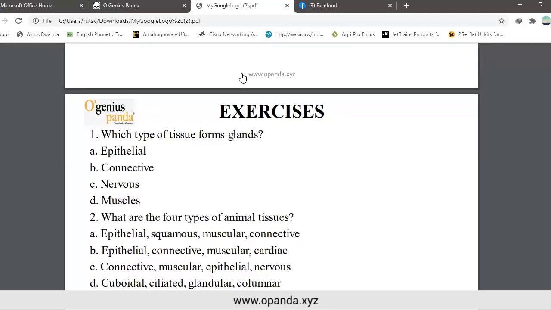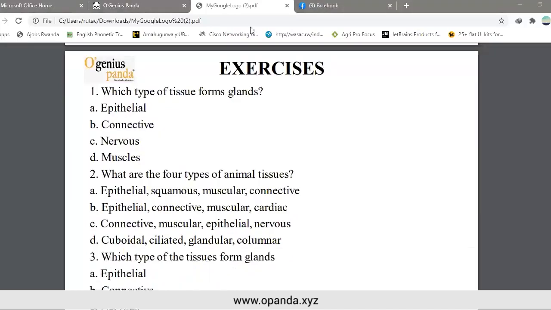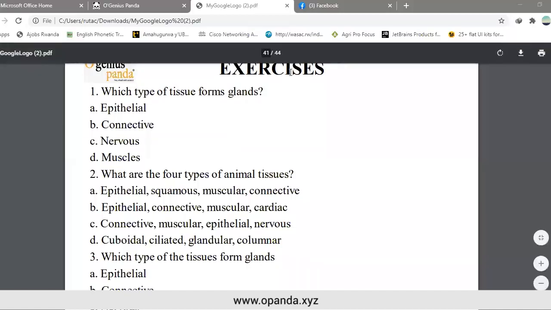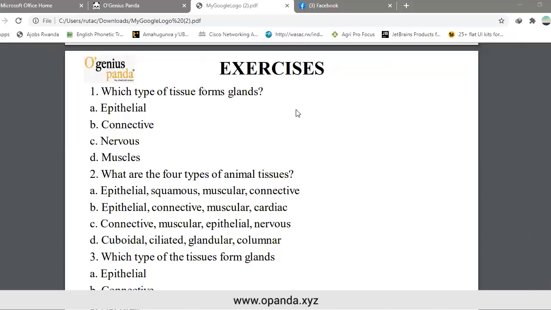Teacher, the first one is D. Okay, muscles. Thank you. I'm sorry for delaying, but I think on number 2, it's C. Connective, muscular, epithelial, and nervous. Very good. That is the right answer.